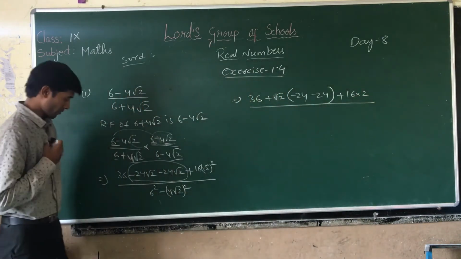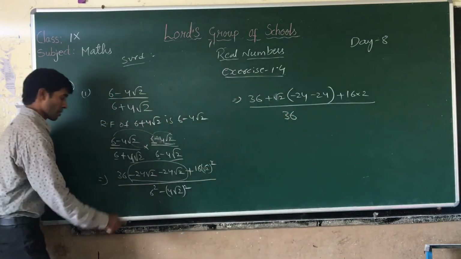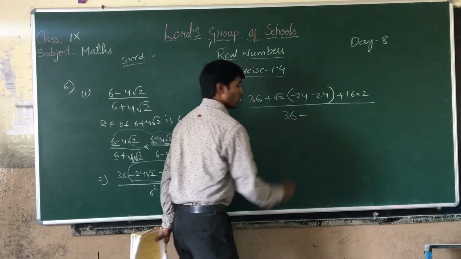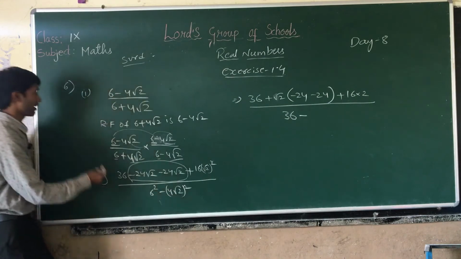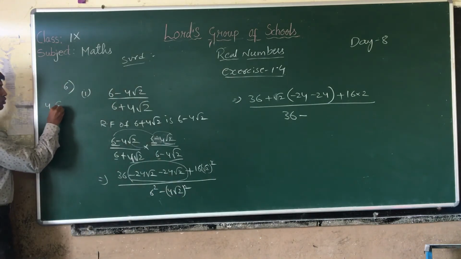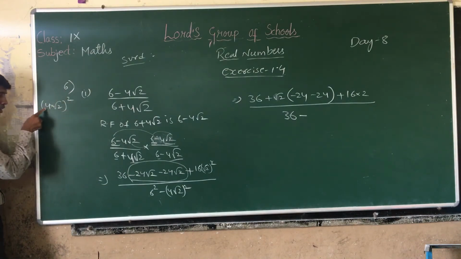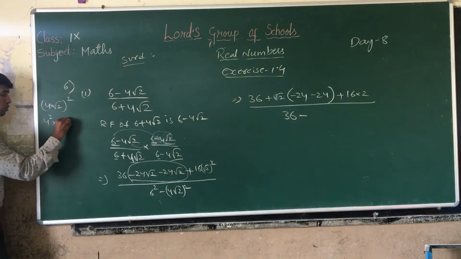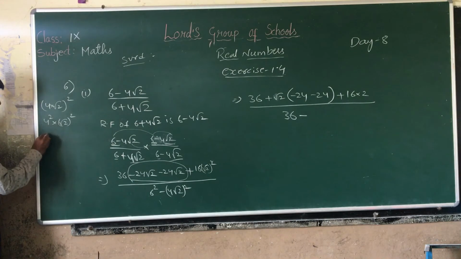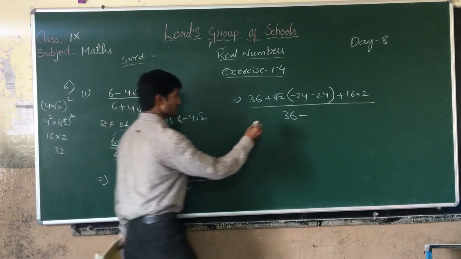Denominator now. Denominator 6 square is 36 minus 4 root 2 whole square. How to solve this 4 root 2 whole square? I am writing it separately, see here. 4 root 2 whole square is nothing but (4 into root 2) whole square. The square will be for 4 and also for root 2. This you can write as 4 square into root 2 whole square. 4 square is 16, into square root cancel 2. 16 2s are 32. Like this you will get. 4 root 2 whole square is 32.